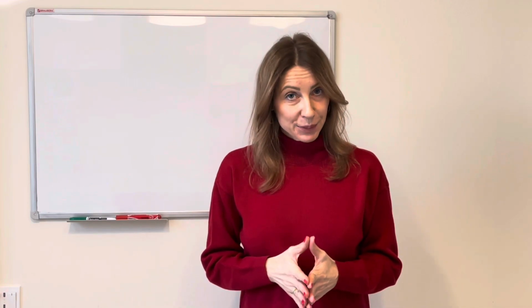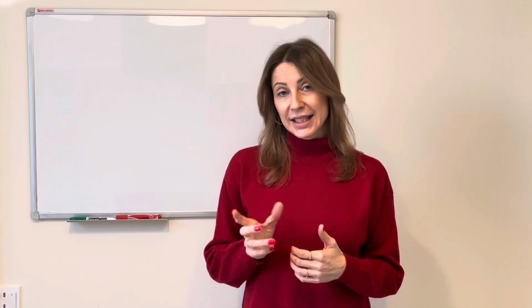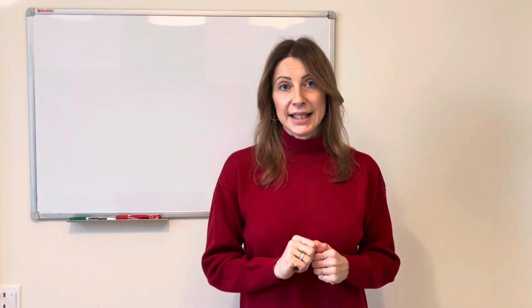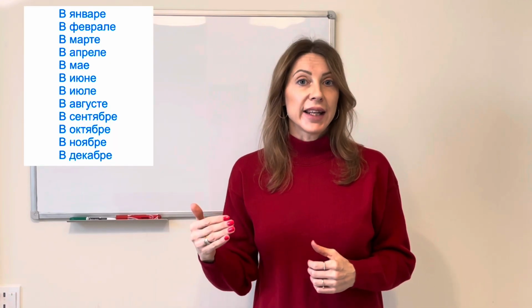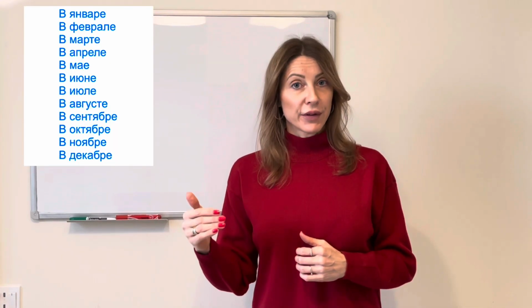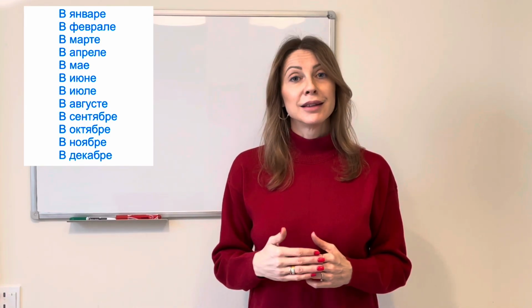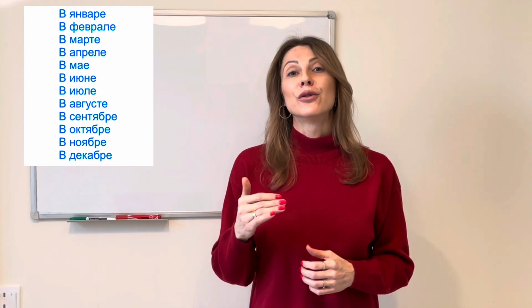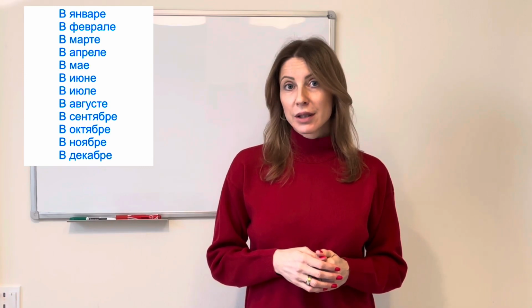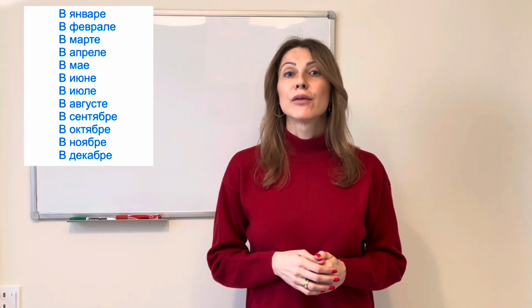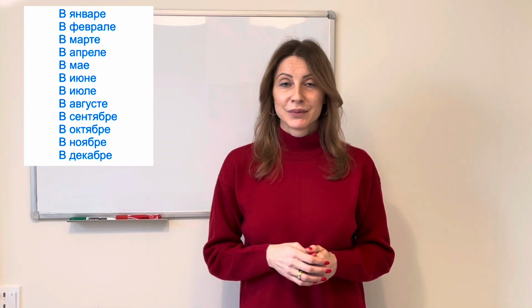Now repeat after me and remember, so the forms change a little bit, right? Look at the ending. In January, в январе, в феврале, в марте, в апреле, в мае, в июне, в июле, в августе, в сентябре, в октябре, в ноябре, в декабре.